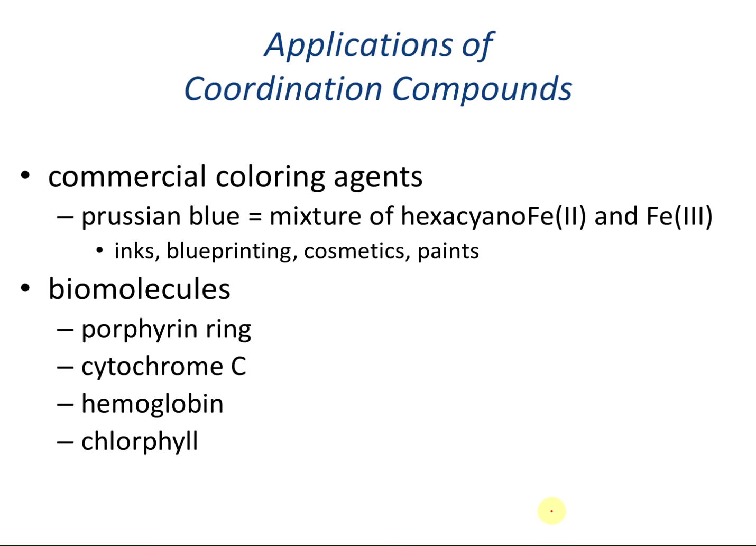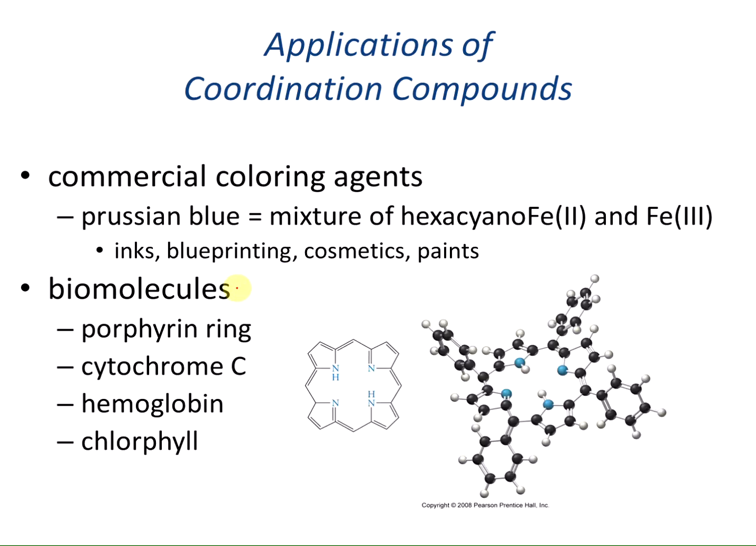So some other applications of coordination compounds: we talked about how the compounds are very colorful, so they can be used in inks and blueprinting and cosmetics and paints. There are also a lot of biomolecules, for example, the porphyrin ring. The porphyrin ring actually adds a lot of stability.